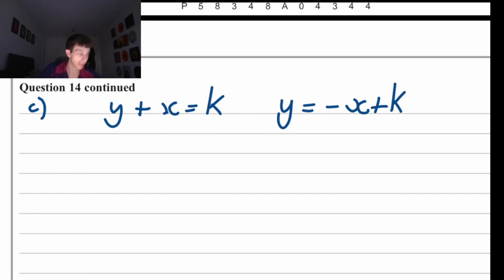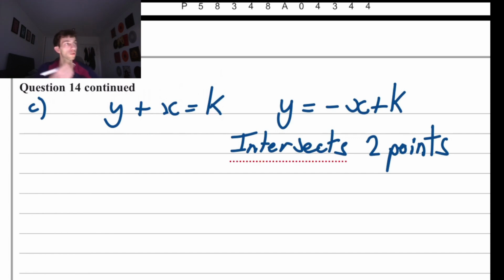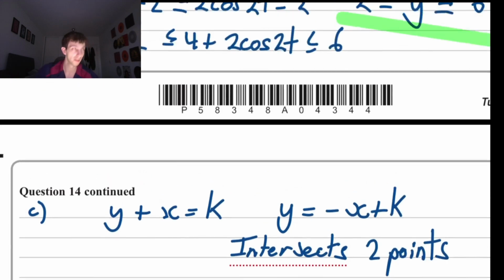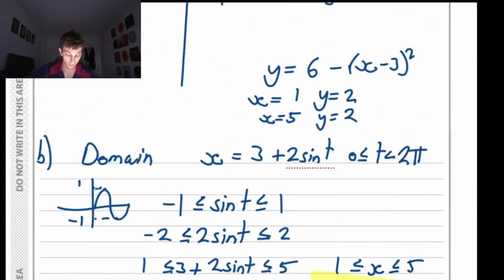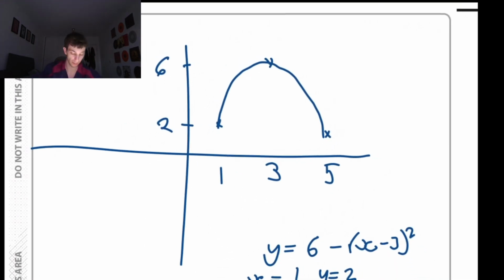So we need to find the values of k where this intersects at two distinct points, right? For these kinds of questions, I would definitely recommend looking at the graph, because we just drew the graph out in part B. So potentially it may help just to try and imagine what we're trying to find in this question. We want the values of k where we intersect at two distinct points. So we have to intersect this quadratic at two distinct points.